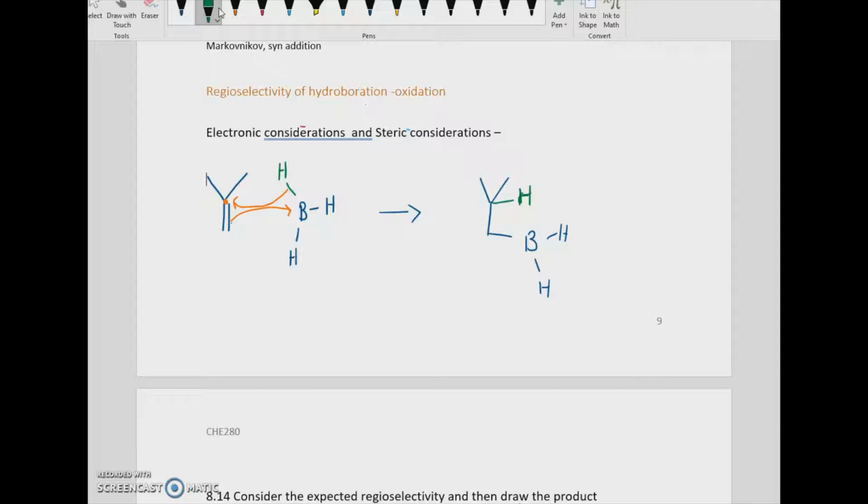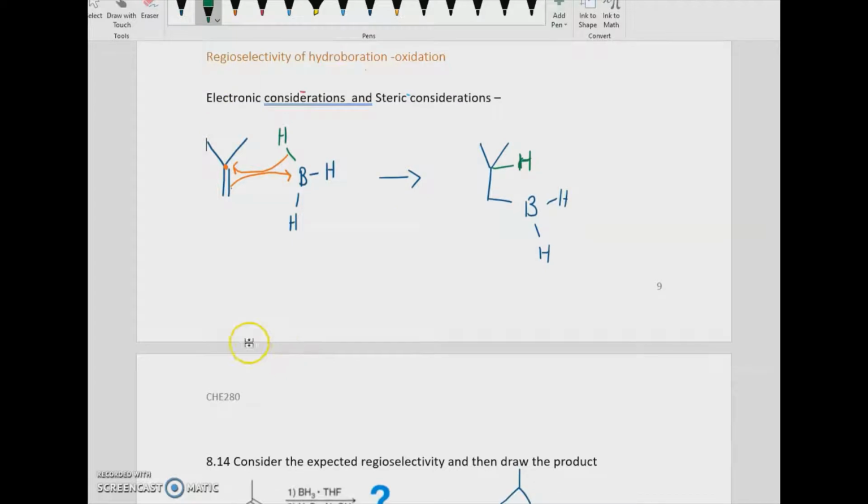Now, sterically, you can also look at this and say that the more substituted position is more sterically inhibited, and the proton here is much smaller than that large boron, and so it's easier for the boron to get into the less substituted position.